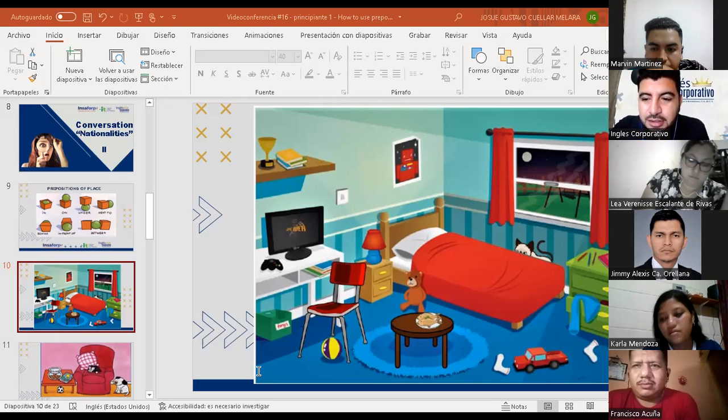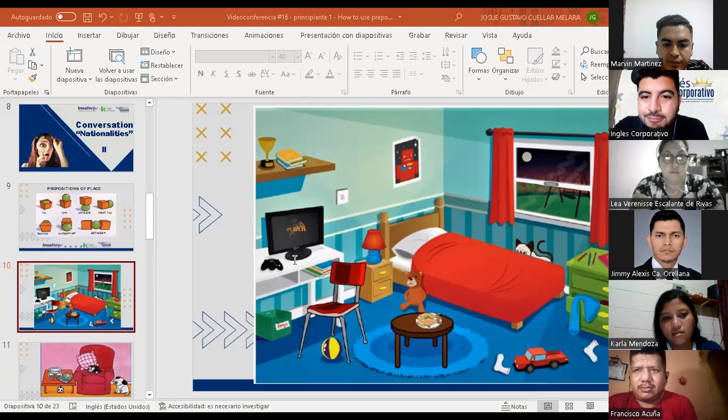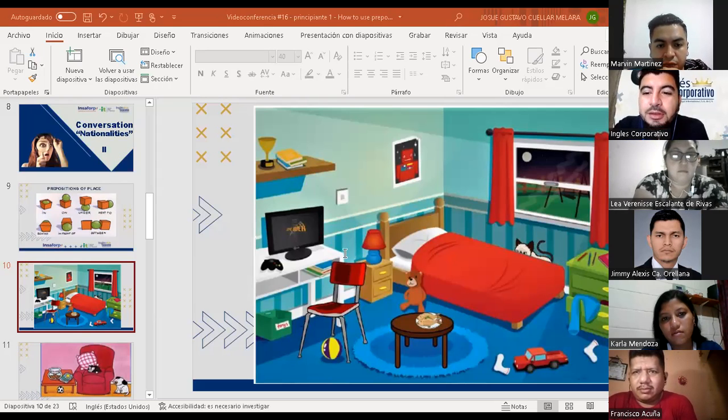Okay, nice. Por lo menos este, ¿verdad? Mario. The control of video games is next to monitor. Yeah, very good. Marvin. Okay, the lamp is on the table. Aquí está, la lámpara está sobre la mesa. Okay. Francisco, ready?